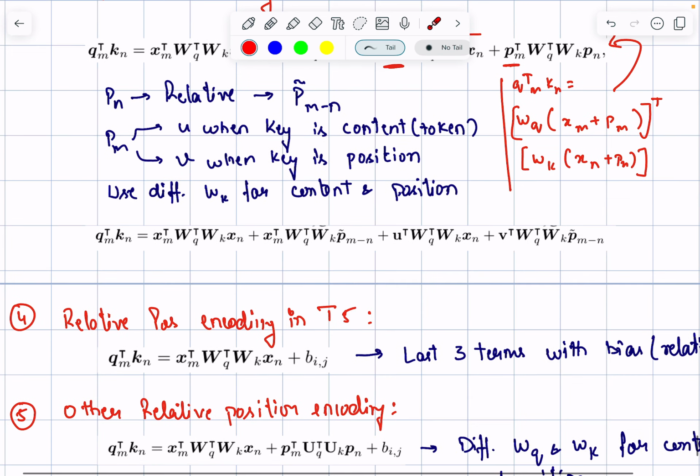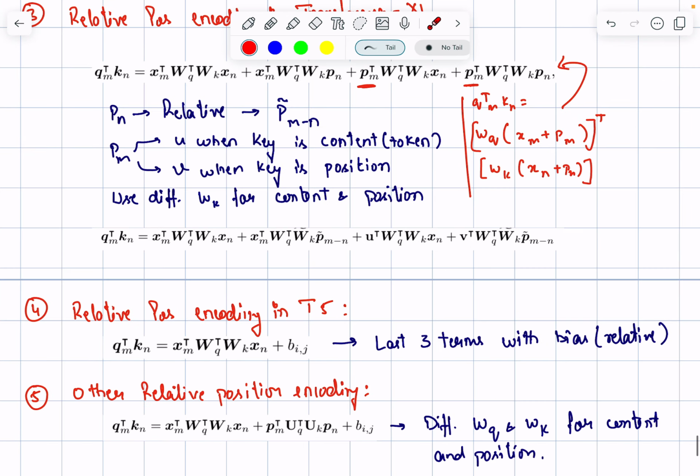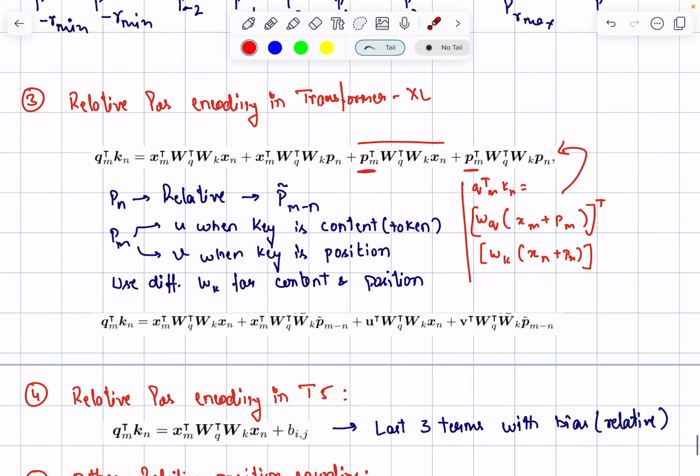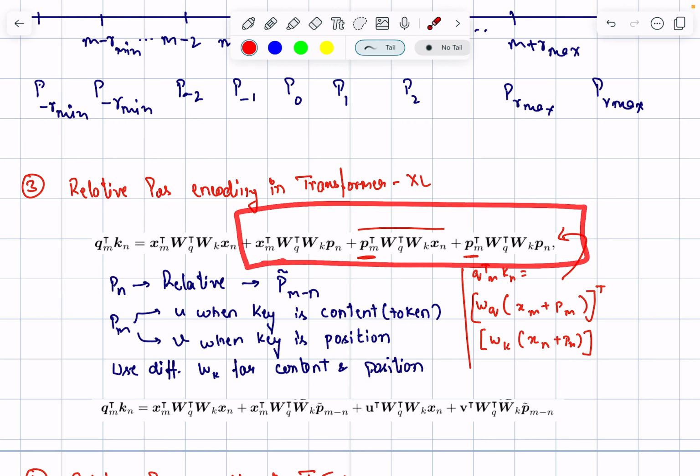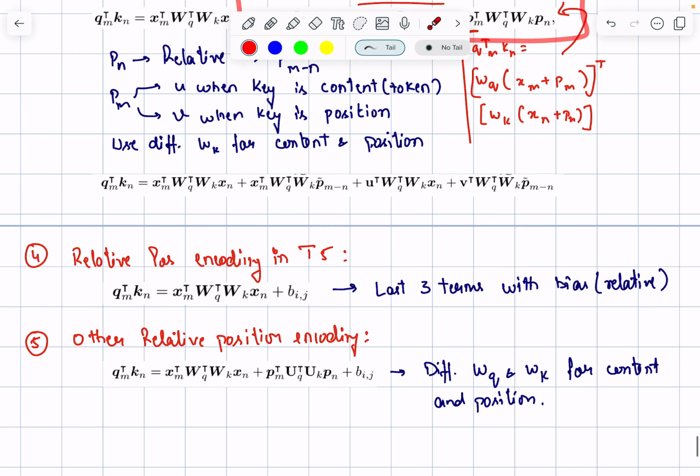Okay, so similarly, there was another famous paper called T5. In this case, what they simply did is that when you had this particular equation, they said keep this as it is, and replace all these three terms with a single learnable bias term, that is relative. Okay, so the last three terms are replaced with a bias term, which is again learned and is relative.